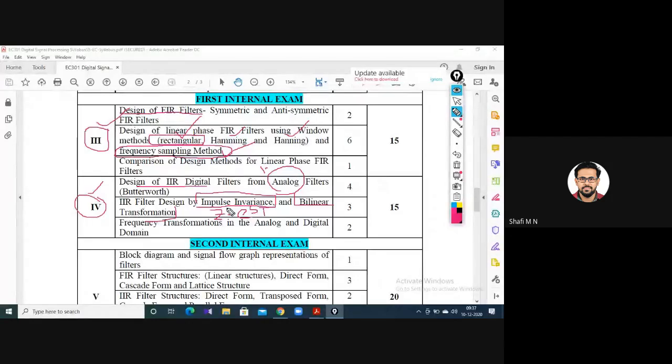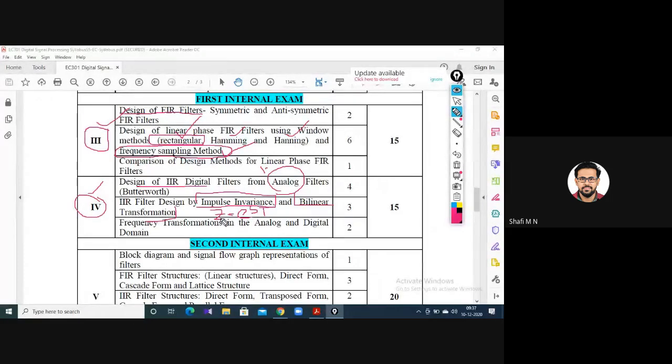Why the impulse invariance method is not able to design, say, a high pass filter or a band stop filter and so on. At higher frequencies, the simple reason is that it's a many to one mapping. Many points in the S-plane are mapped to a single point in the Z-plane, and that will cause aliasing.